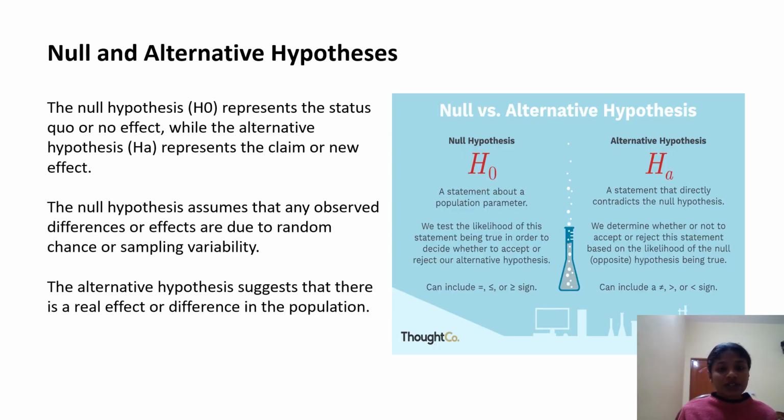Null and alternative hypothesis. The null hypothesis represents the status quo, no effect, while the alternative hypothesis represents a new effect. The null hypothesis assumes that any observed difference or effect is due to random chance, simply variability. The alternative hypothesis suggests that there is a real effect or a difference in a population.